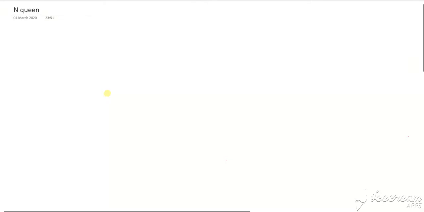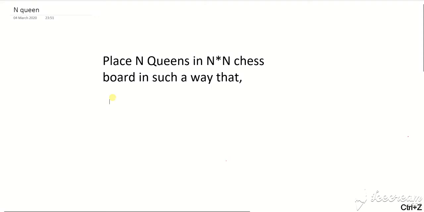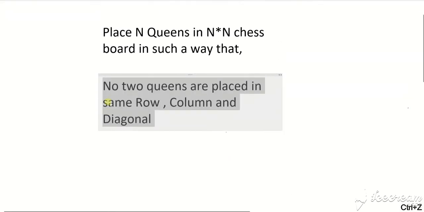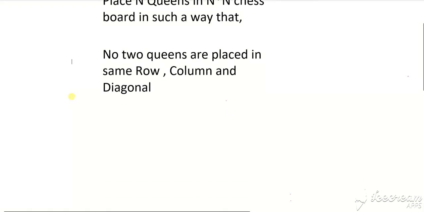This video will solve the N-Queens problem. The question is, we have to place N queens on an N cross N chessboard in such a way that no two queens are placed in the same row, column, or diagonal.